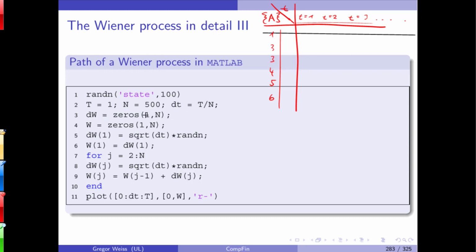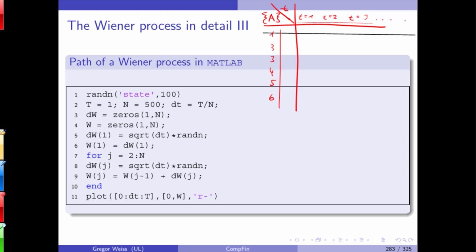T equals 1, n, we have 500 steps. dt, the change in time, is now 1 over 500, ein 500stel. dw is a vector of zeros. We start by initializing the vector dw with zeros. W as well. And now what? dw, the first slot, we need a starting value. Square root of dt times randn. Okay. W1 is just dw1.